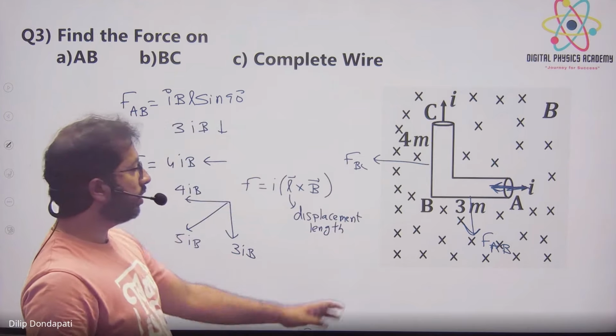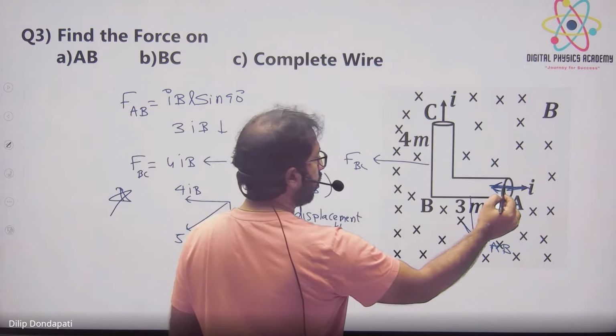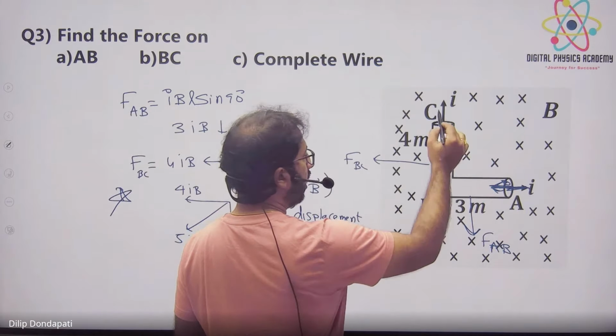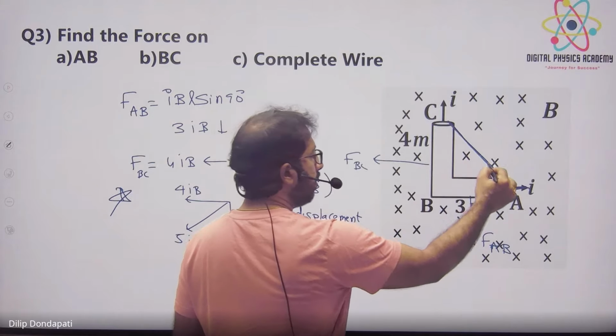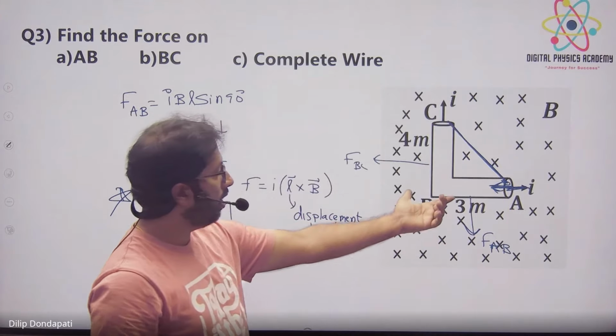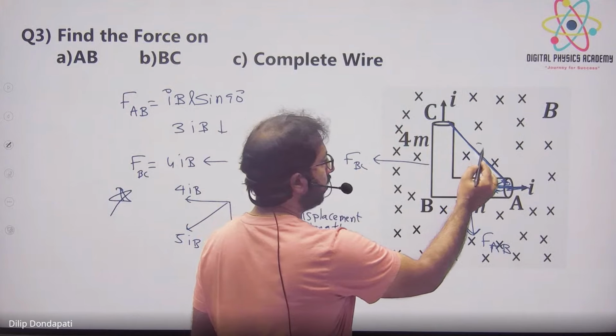Look, the shortest distance from the initial position to the final position. Here the current is entering and the current is leaving, right? This distance we call the displacement length. Tell me, what is the displacement length? 3, 4 and 5, right?